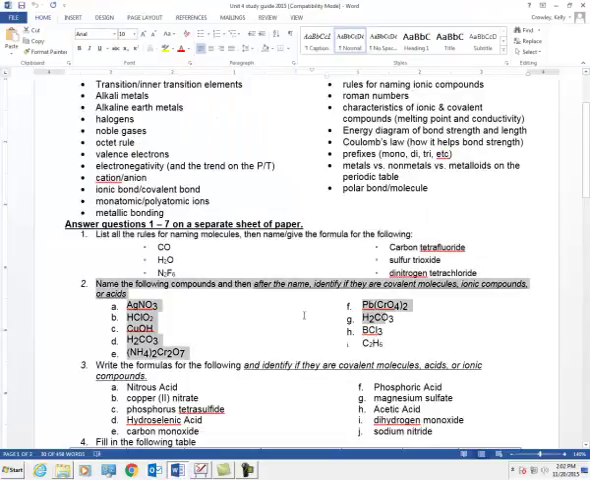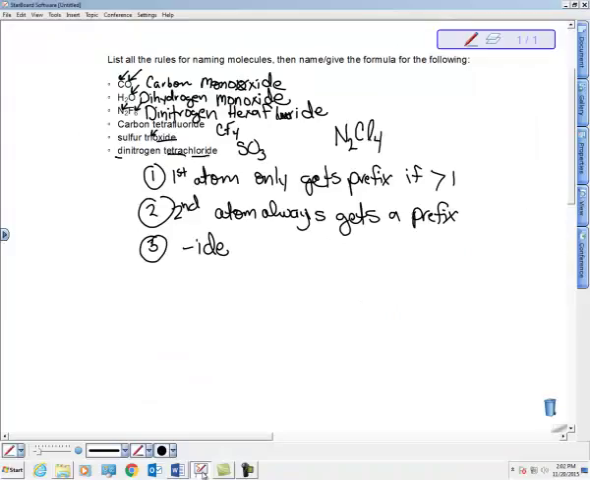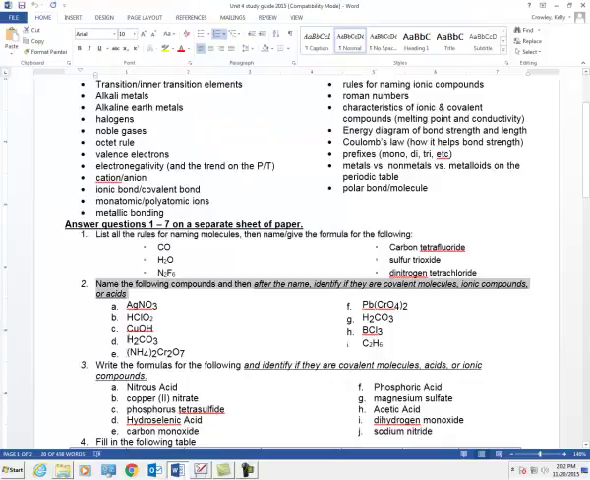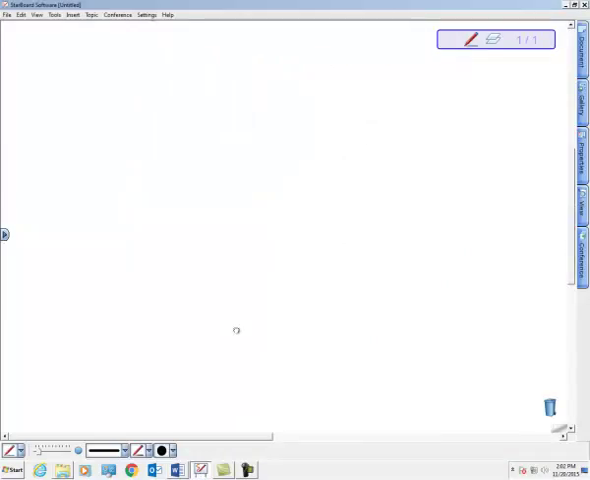Question number 2 is fairly lengthy. First I'm going to talk about the rules for naming these acids and molecules. We already have the rules for naming molecules over here. But for this example, I'm also going to add the rules for acids off to the side. So let's do these first few, A, B, C, D, E, and then we'll do the other ones in just a second.